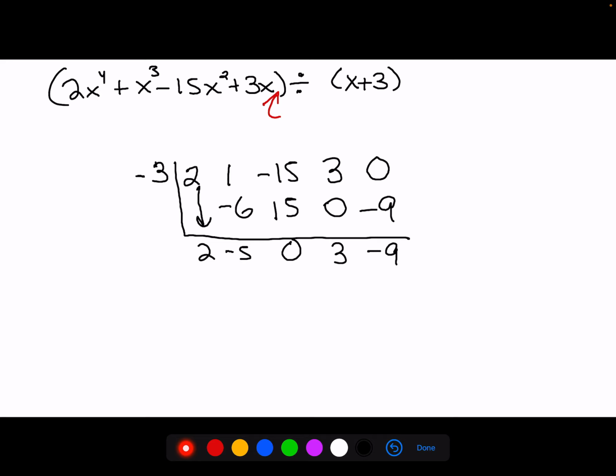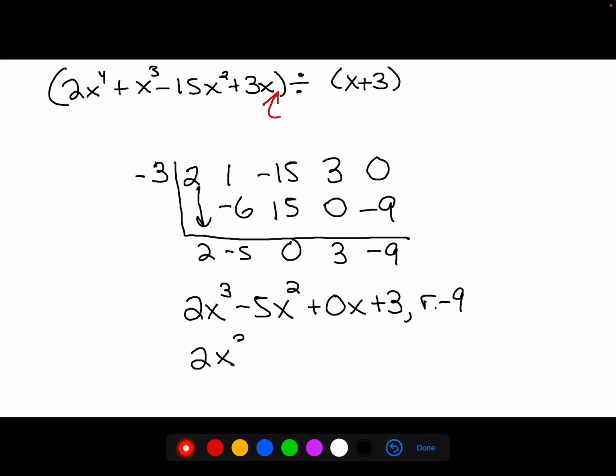The original dividend started with an x to the 4th, so our answer is going to start with an x cubed and count down. 2x cubed minus 5x squared plus 0x plus 3 with a remainder of negative 9. So I'm going to write this as 2x cubed minus 5x squared plus 3 plus negative 9 over x plus 3.